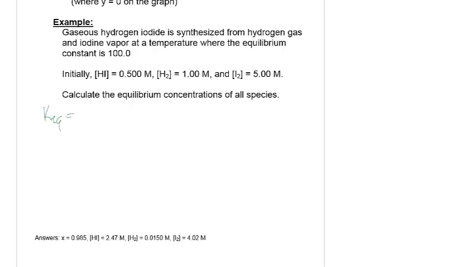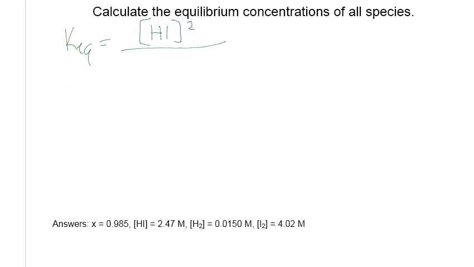So for your KEQ, you should have products over, you know what? Let me give you a little hint here. HI is synthesized from hydrogen gas and iodine vapor. So that's from H2 and I2. Okay, so if you didn't try that before, or if you messed that up, go back and fix that. So your KEQ is going to be products over reactants, and it does need to be a balanced equation. So it'll be HI squared on top and H2 times I2 on bottom.